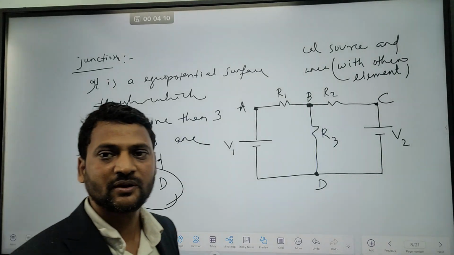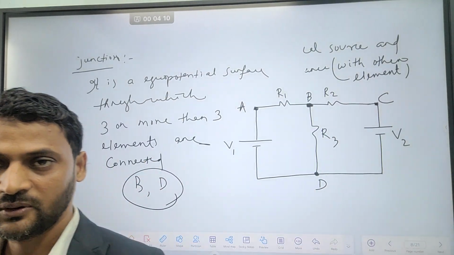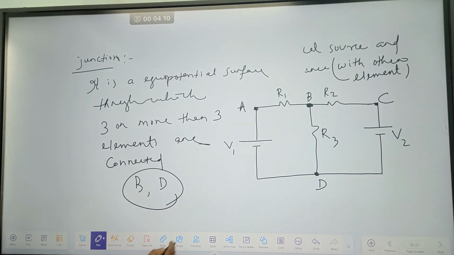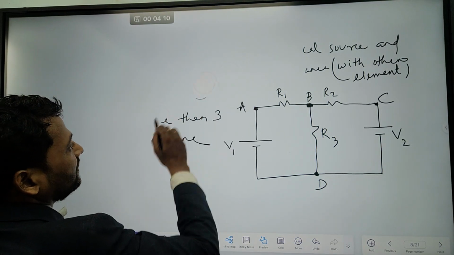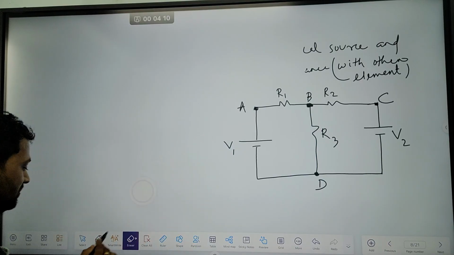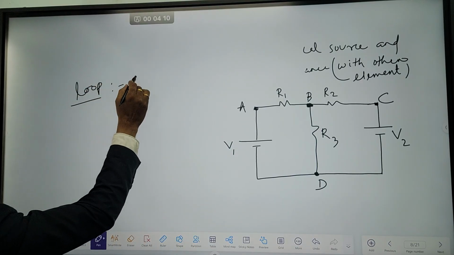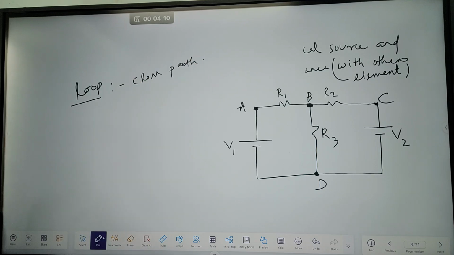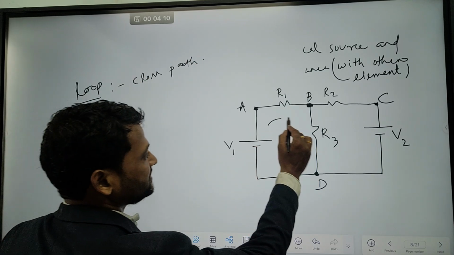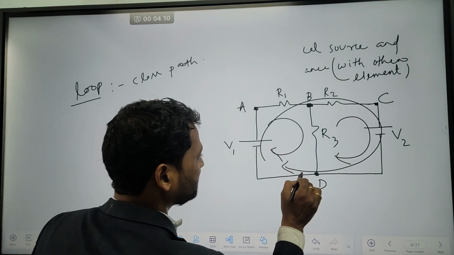मतलब what you conclude from here? Node is a subset of junction. Node is a subset of junction. And third क्या है? Third is your loop. Loop क्या देखो? Loop is a closed path. Loop मतलब it is a closed path in a circuit. So there are how many closed paths? This is one closed path, this is one closed path, and the total path is also a closed path.